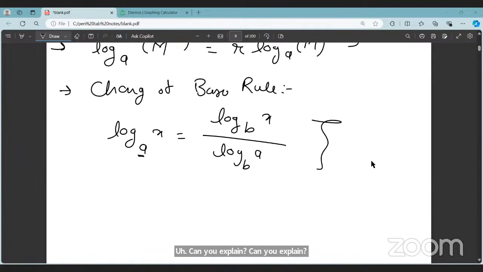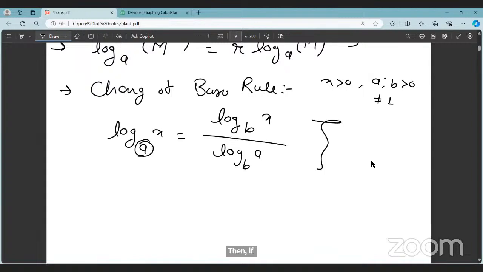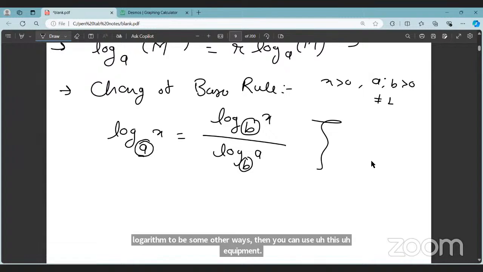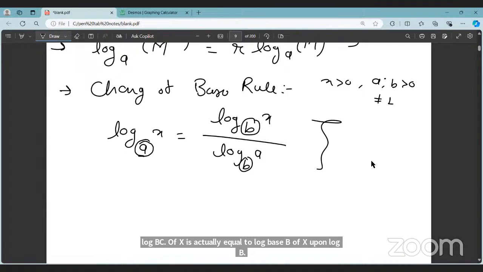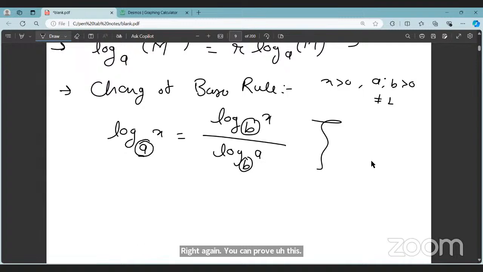See, the change of base rule says that if you have all the candidates satisfying your conditions, that means x should be greater than 0, and a and b should be strictly greater than 0 and not equal to 1. Then if you want to change your base of logarithm to some other base, you can use this equality: log base a of x is equal to log base b of x upon log base b of a. Again, you can prove this via the same thing. You have to convert into exponential, use the rules for exponentials, and then solve it. It's not that difficult, but you should remember it.